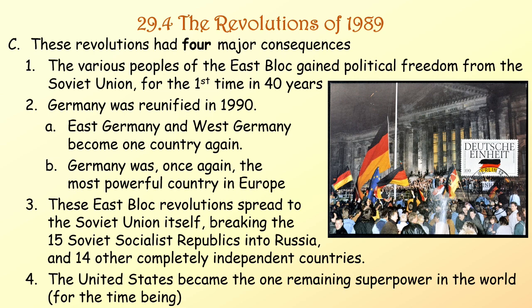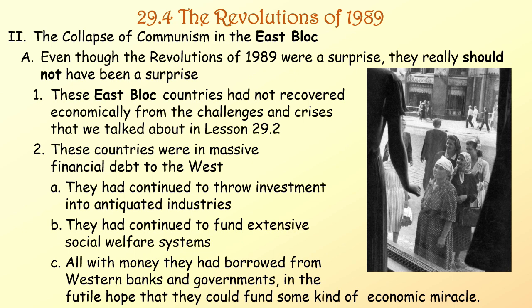And number three, these East Bloc revolutions spread to the Soviet Union itself, breaking the 15 Soviet socialist republics into Russia and 14 other completely independent countries. And four, finally, the United States became the one remaining superpower in the world for the time being. The collapse of communism in the East Bloc.